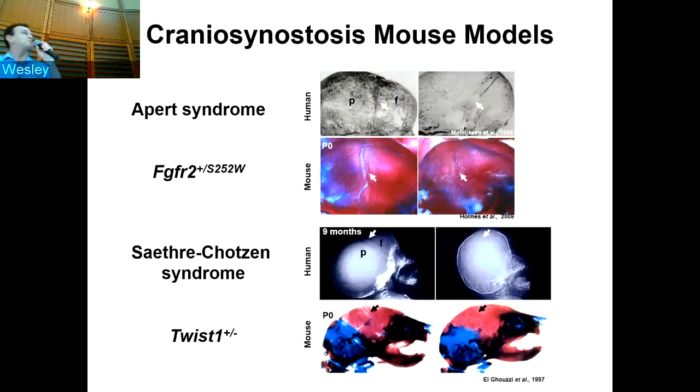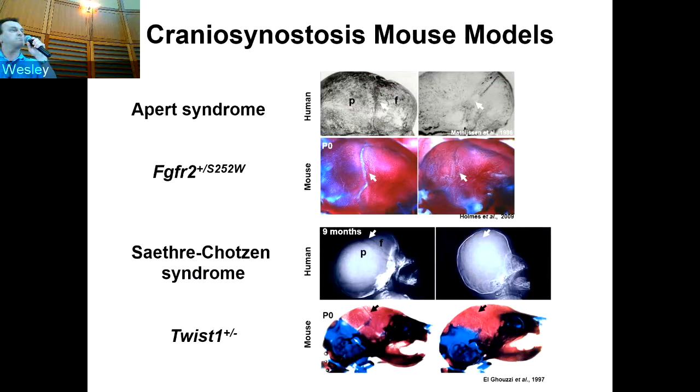We're also doing two craniosynostosis mouse models to understand what happens during pathological fusion of sutures. I've just briefly touched on these already. These are the Apert syndrome mouse, with an activating FGF receptor 2 mutation, and the TWIST1 haploinsufficiency mutant.